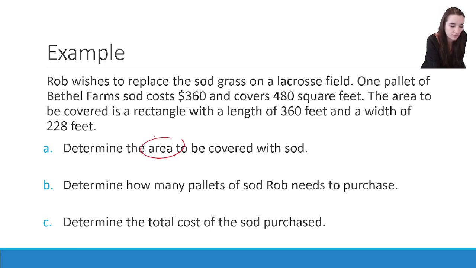So we're going to start with the area to be covered. So we're talking about what type of shape here? Well, it says it's a rectangle. So we're going to underline that. We want a rectangle.